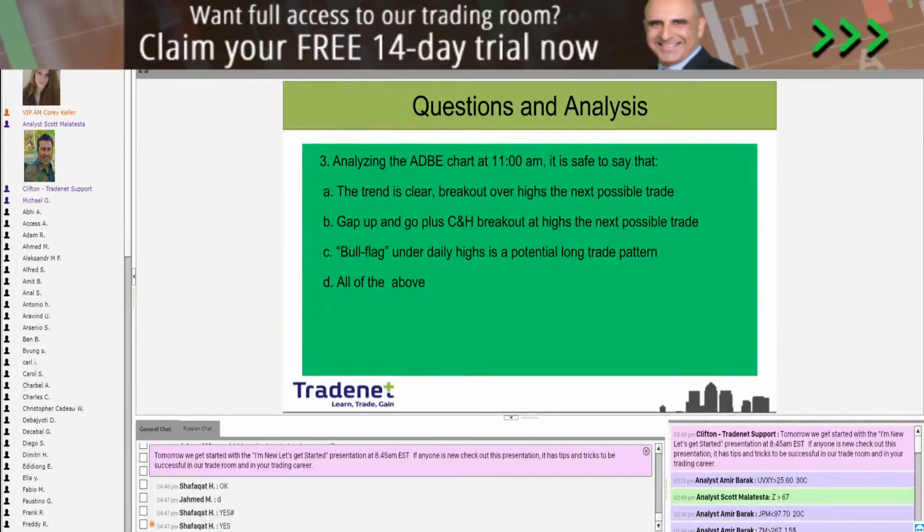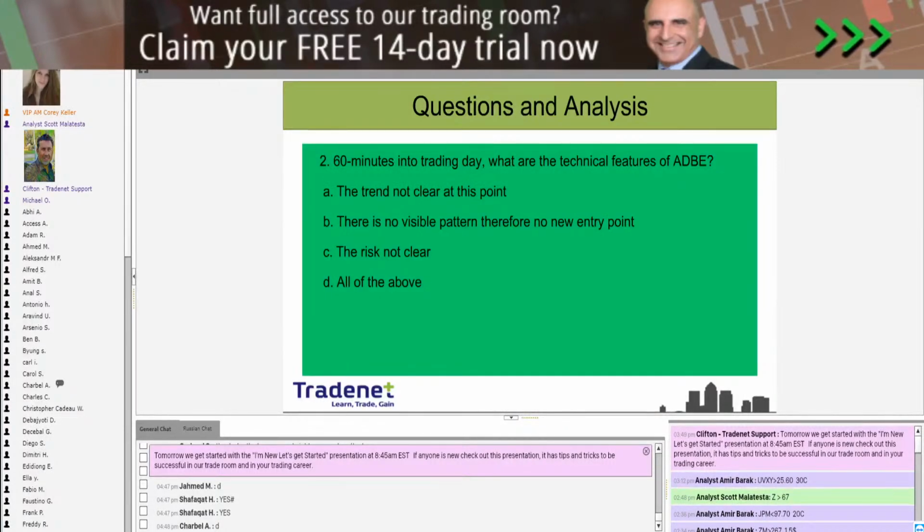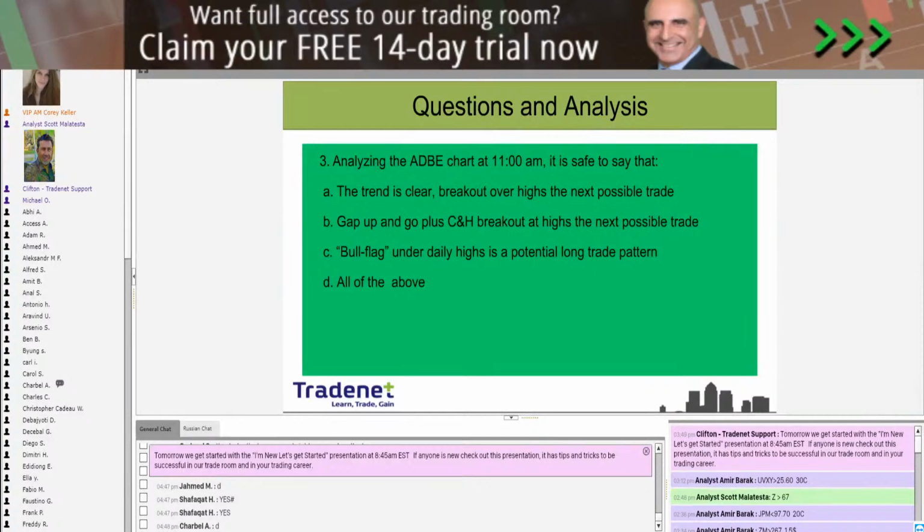So gap up and go plus cup and handle breakout at highs, that's very, very possible. Bull flag under daily highs is a potential long trade pattern as well. All of the above. Yeah, again, all of the above, because really we have the bull flag under the daily highs. You can see this consolidation. We have the cup and handle formation. We have everything. Okay, D is the right answer.